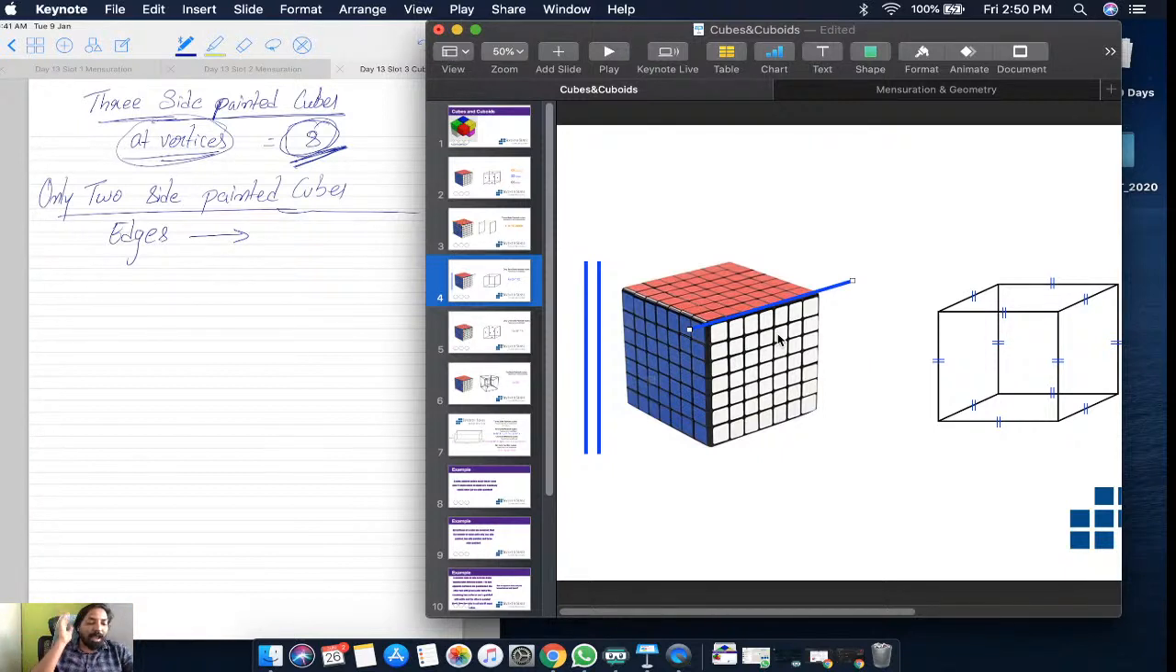Now imagine a hypothetical cube. The number of cubes on each edge is x. Can you tell me how many of them are two side painted? Only two side painted. How many of them are only two side painted?